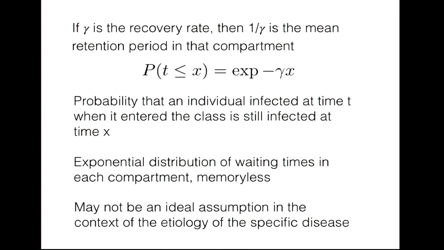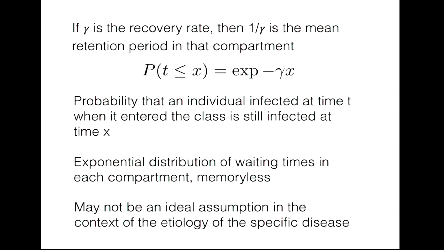So as I said, the simple assumption that you recover across some exponentially distributed time scale just basically says that the probability that an individual who entered the class at time t is still infected at time x is just a function of exponential of minus gamma x. X is a time, gamma is an inverse time because gamma is a rate, and this is an exponential distribution of waiting times in each compartment. The important thing is that it is memoryless because it doesn't depend upon the time t at which you enter the compartment. From whatever time you measure, the distribution of times at which you exit the compartment is the same. It's exponential of minus gamma times s.